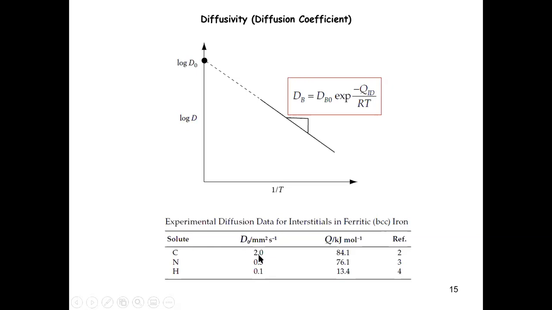But if you think about it, if I have hydrogen and carbon both diffusing in iron, which atom would diffuse faster based on your intuition? It's only two atoms, either carbon or hydrogen. Based on intuition, which atom would diffuse faster? Hydrogen, right? Because it is a much smaller, much lighter atom.